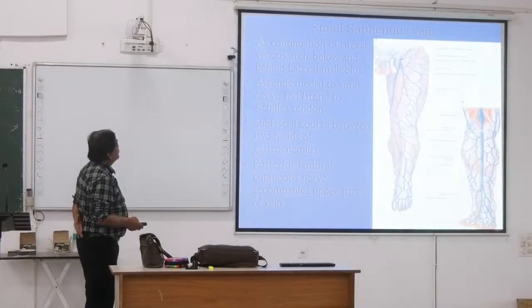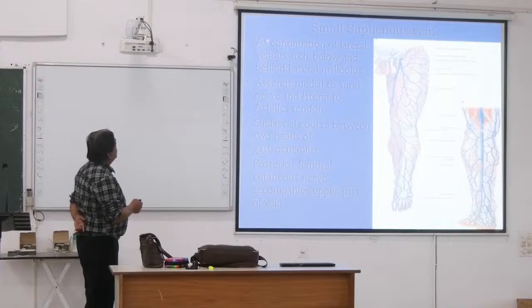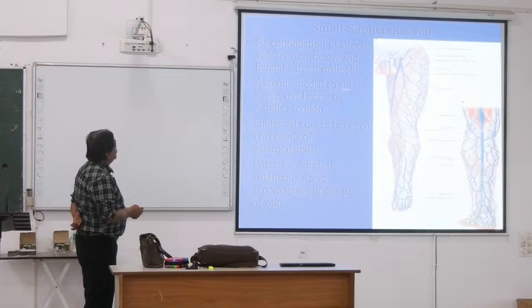Now, small saphenous vein. Short note. Now, the small saphenous vein is a continuation of the lateral venous arch below and behind the lateral malleolus, ascends medial to the sural lobe and lateral to the Achilles tendon.